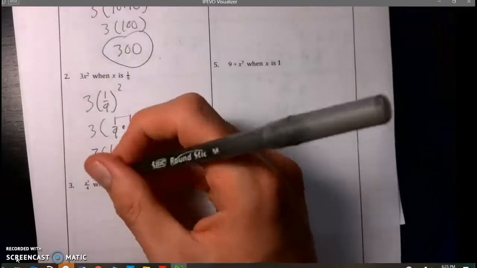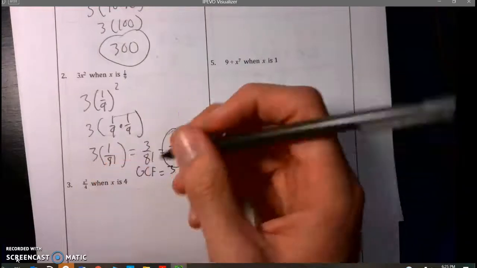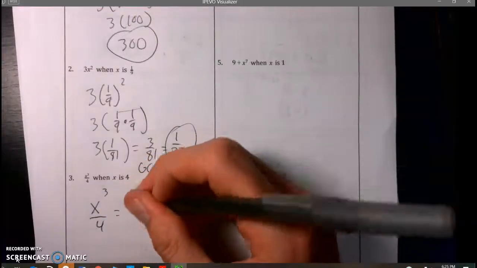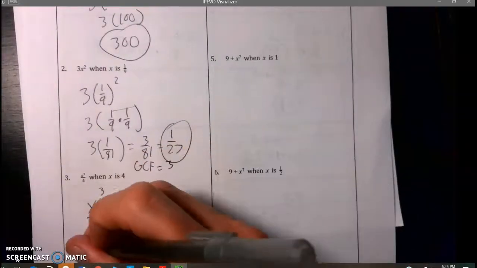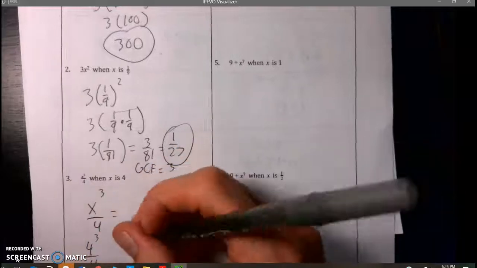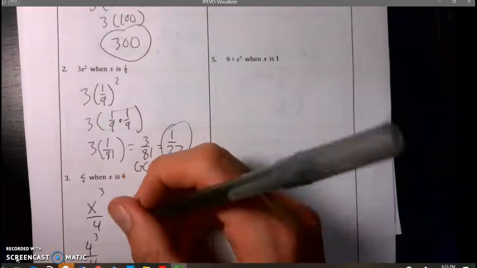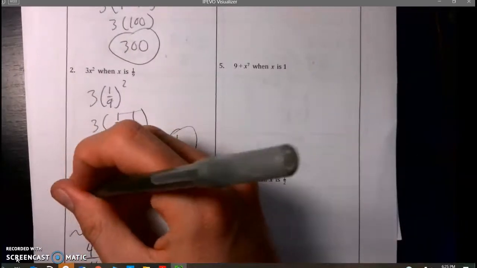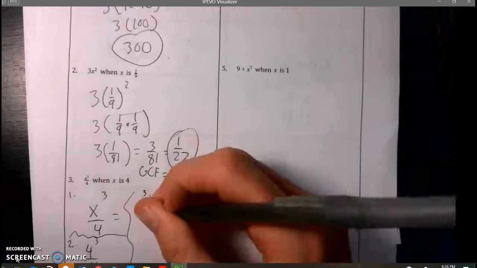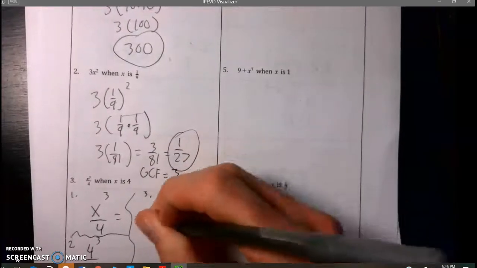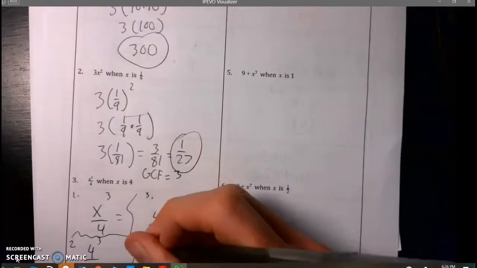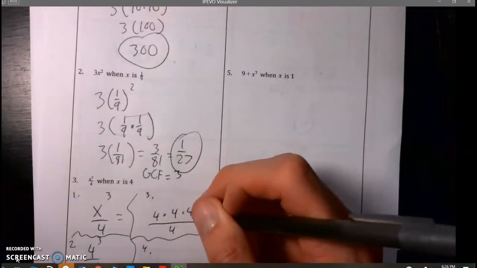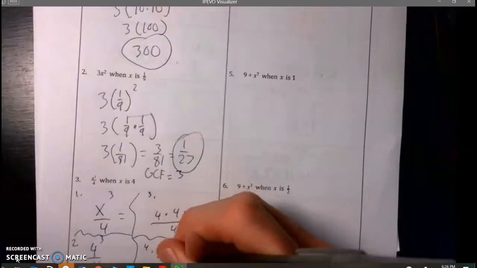Alright. Here, x cubed over 4. Alright, so I'm going to rewrite it. I'm going to substitute in. I'll do it down below. Okay. Then I'm going to write it in expanded form. So, first step, second step, third step, 4 times 4 times 4 over 4. That would turn into 4 times 4 is 16, times 4 is 64. So this would be 64 over 4.